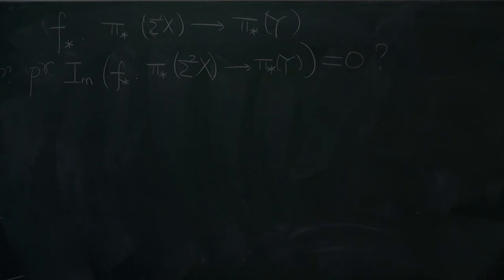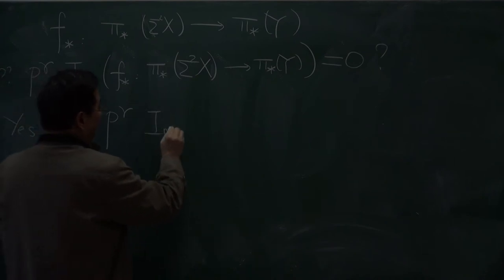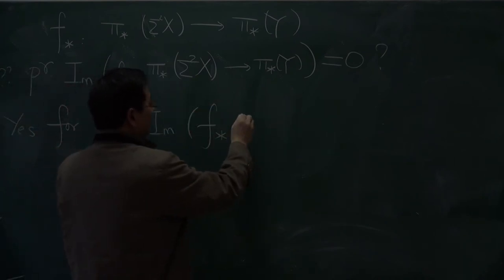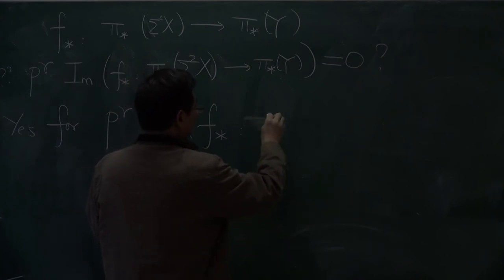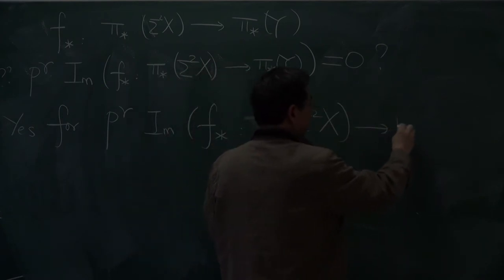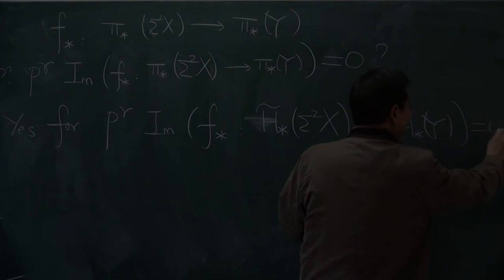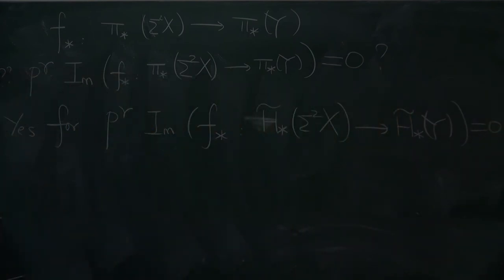Okay. You see, this seems okay: if you change your homotopy group to homology, it is correct. Okay. Let's say yes for the image of f star. More, reduced. Why homology? Same reason. Okay, so let's understand what it means, p to the r.